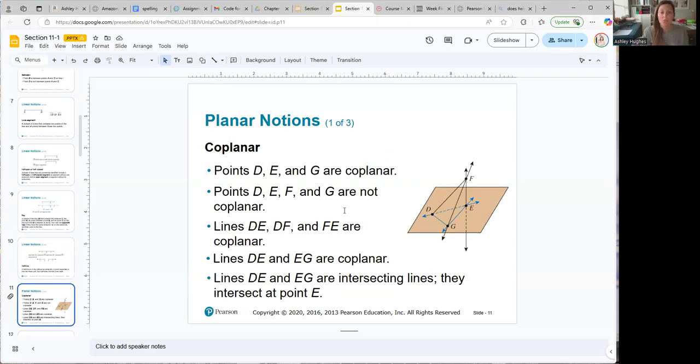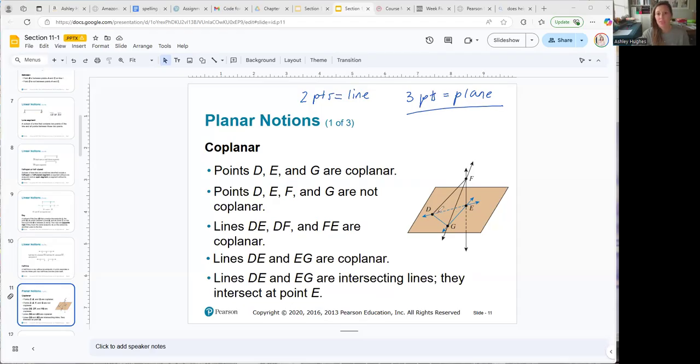Now, you need 2 points to define a line. They make a line. And you need 3 points to define a plane. Okay? So D, E, and G are coplanar. D, E, F, and G are not. D, E, D, F, and F, E are coplanar.